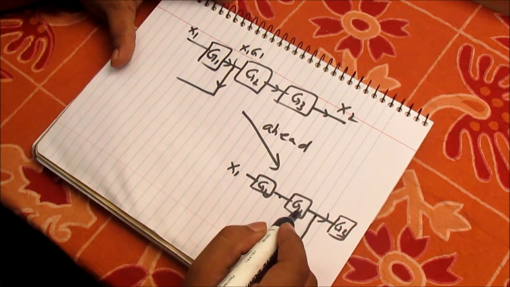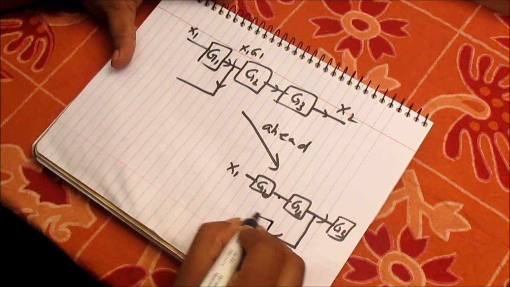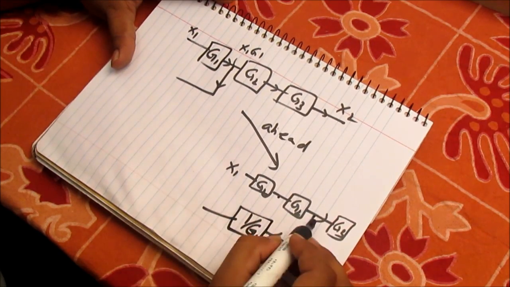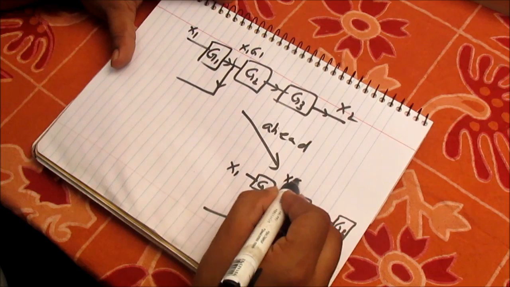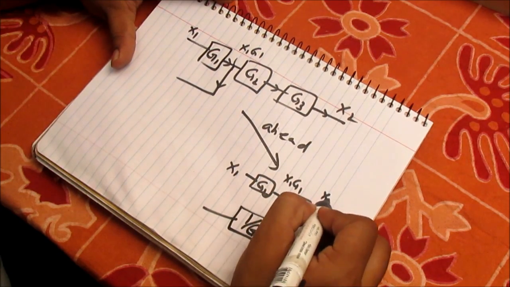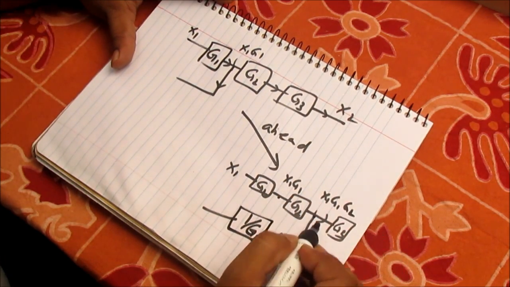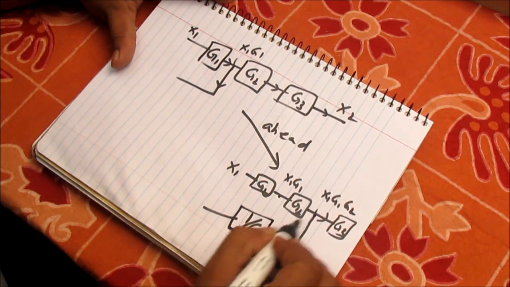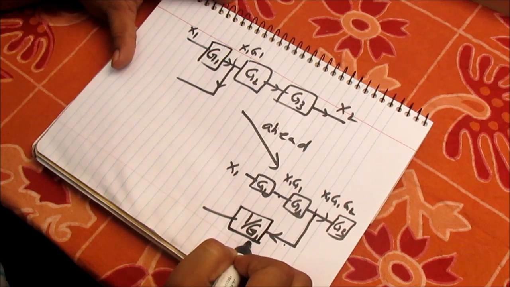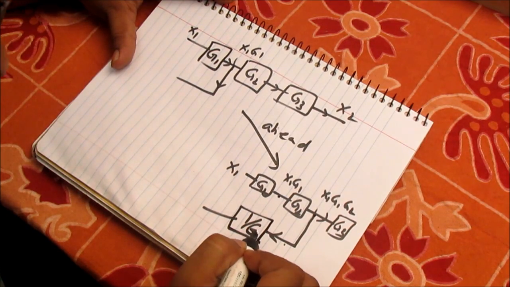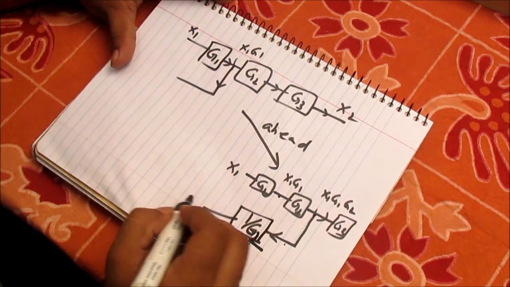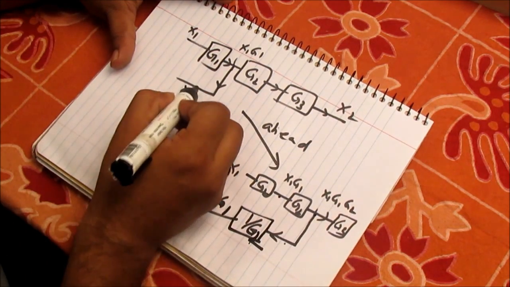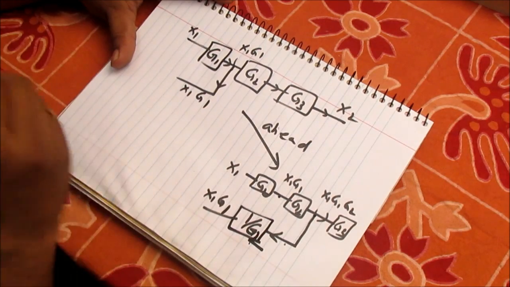To remove this extra factor G2, what will I do? I will place a 1 by G2. So here it is x1 G1, here it is x1 G1 G2, and here it will be x1 G1 multiplied by 1 by G2. So here I will get x1 G1, which is the same as in the original case, x1 G1.